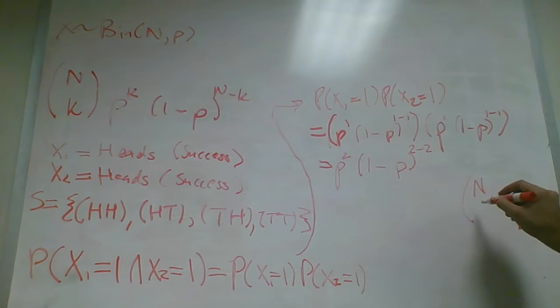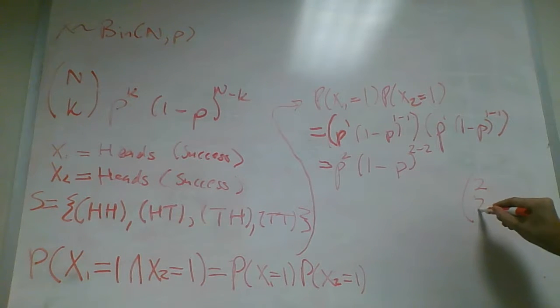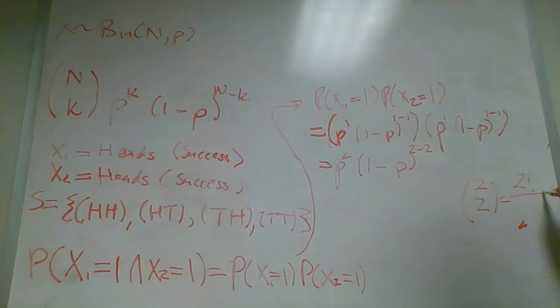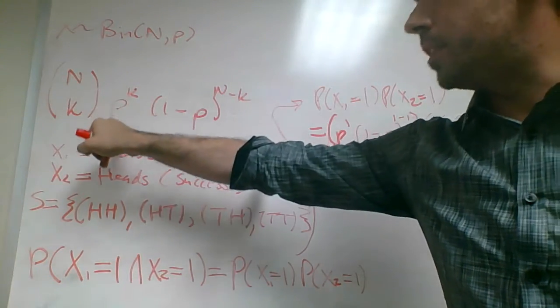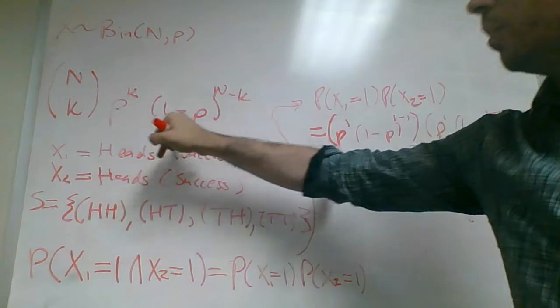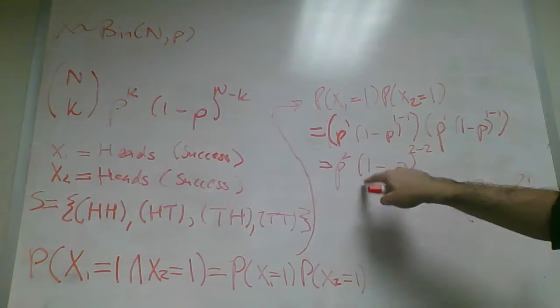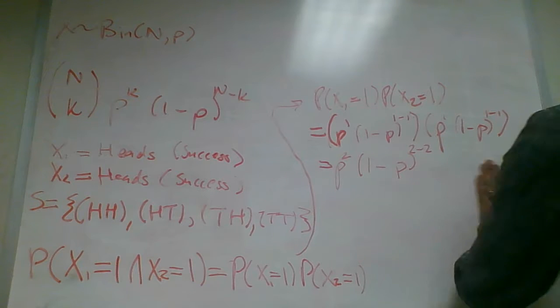And it turns out, when you do the math, 2 choose 2 is 2 factorial over 2 factorial times 2 minus 2 factorial. So 2 minus 2 factorial is 0 factorial, which gives you a 1. So 1 times 2 factorial over 2 factorial, this whole thing evaluates to 1. So this would return 1 times p squared times 1 minus p to the 2 minus 2, just like what I get here.